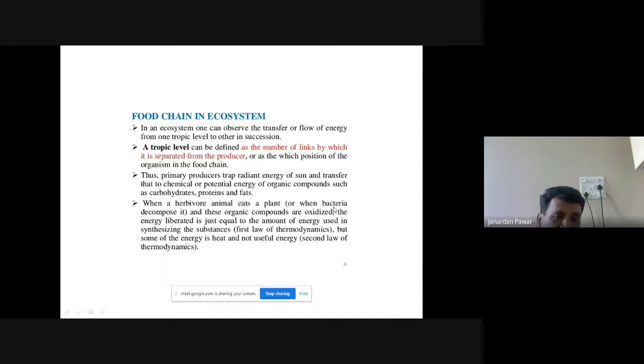Then food chain in ecosystem. Now we are going to understand the food chain, which is the most interesting aspect of the ecosystem. And if we want to understand this food chain, we need to go for certain examples. So we are going to understand the concept of food chain first. Food chain means what? Do you know the concept of food chain? Can anyone tell me? What do you mean by food chain?